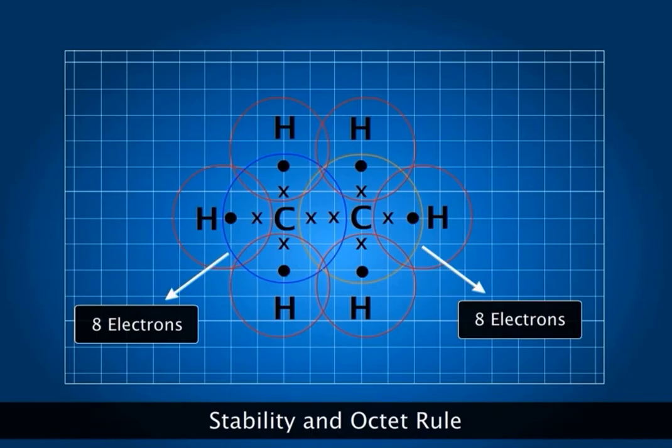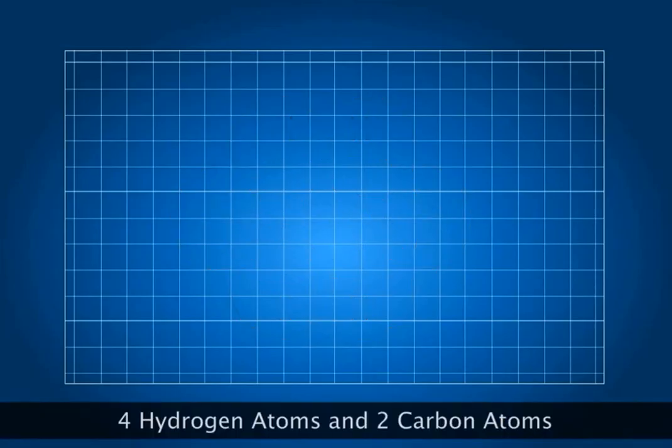However, you will notice there are only 2 electrons in the red circle, representing a hydrogen atom. Hydrogen is stable with 2 electrons. Thus, an overall stability is achieved in ethane. Let us draw the electron dot structure of ethene.